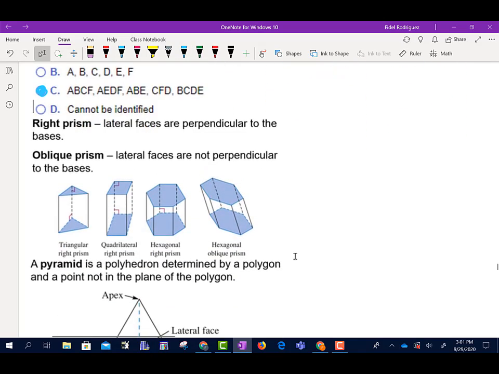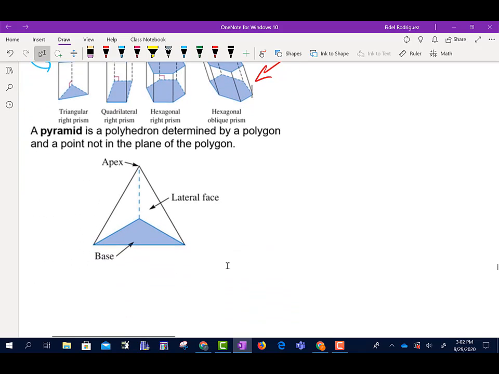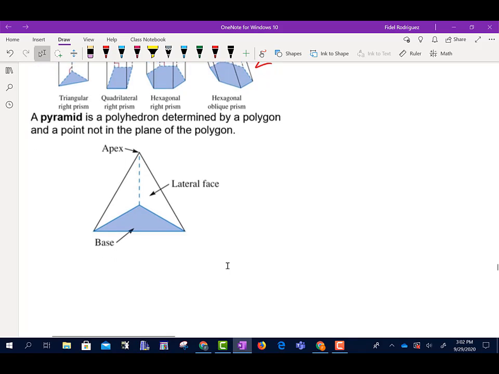Now we have a right prism, in which the lateral faces are perpendicular to the bases. And so these you can see are right prisms. And then we have something called an oblique prism. The lateral faces are not perpendicular, so that's an oblique prism. A pyramid is a polyhedron determined by a polygon and a point that is not on the plane of the polygon. So here's our pyramid. We notice the base is a triangle, and so are the faces.